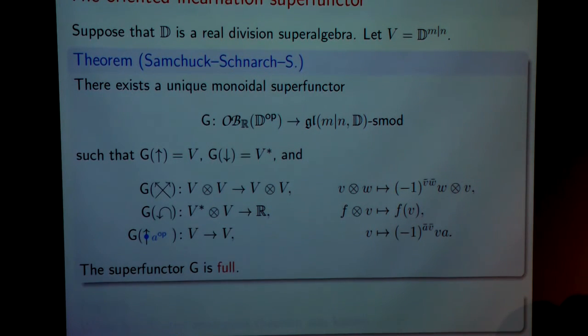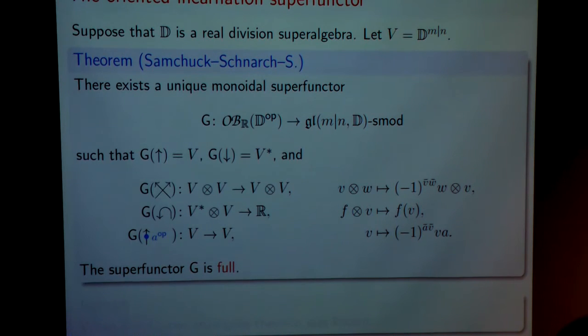So what does this functor do? It takes this generating object up arrow to the natural module for the general linear superalgebra. It takes down arrow to the dual. The crossing just gets sent to the usual tensor flip, right, in the super world. So we got this usual sign. It takes the left cap to just evaluation. And it takes this token labeled A op to right multiplication by A. This is why we need op, because our GL(M|N) acts on the left. We want this A to act on the right. So because it's acting on the right, we need to take actually these labels to be in the opposite superalgebra.